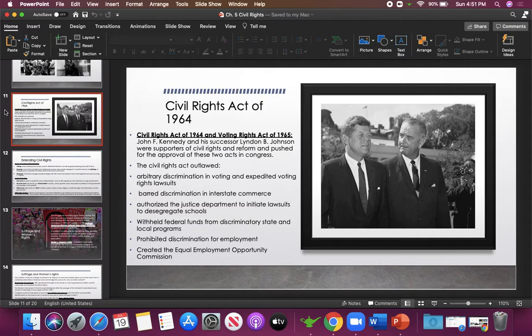Prohibited discrimination for employment and creates the Equal Employment Opportunity Commission, which still exists today. You can file complaints if you feel you're discriminated against and initiate lawsuits against your employer. So these are the two big ones, but of course we know that civil rights is not a settled issue. We are still debating and arguing over civil rights today. But this lays the groundwork for legal enforcement of civil rights issues.